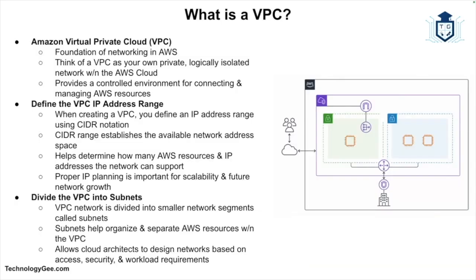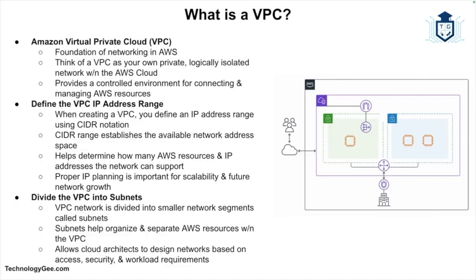All right, so at the center of AWS networking is the concept of a virtual private cloud, or Amazon VPC. And if you remember nothing else from this section, just remember this. A VPC is your private network in AWS. So imagine you're building a company office. You wouldn't just throw computers into an open field and hope for the best. You create rooms, define access points, control who can enter, and decide how everything connects. And that's exactly what a VPC does, but it does it in the cloud.